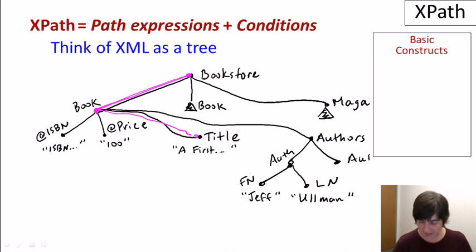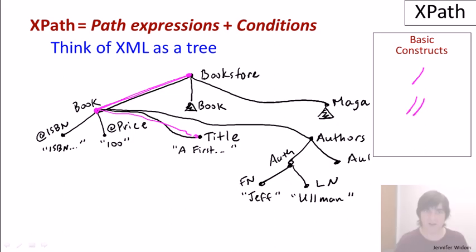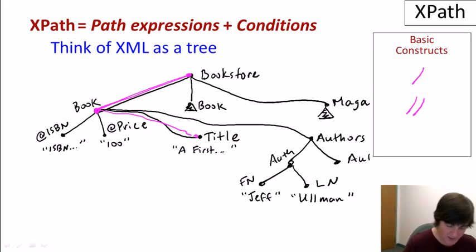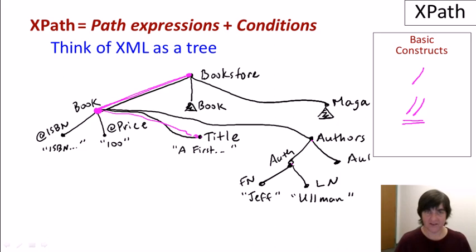We saw the single slash for navigating one step down. There's also a double slash construct. The double slash matches any descendant of our current element. So for example, if we're here at the book and we write double slash, we'll match the title, the authors, the auth, the first name and the last name, every descendant. And actually we'll also match ourself. So this symbol here means any descendant, including the element where we currently are.